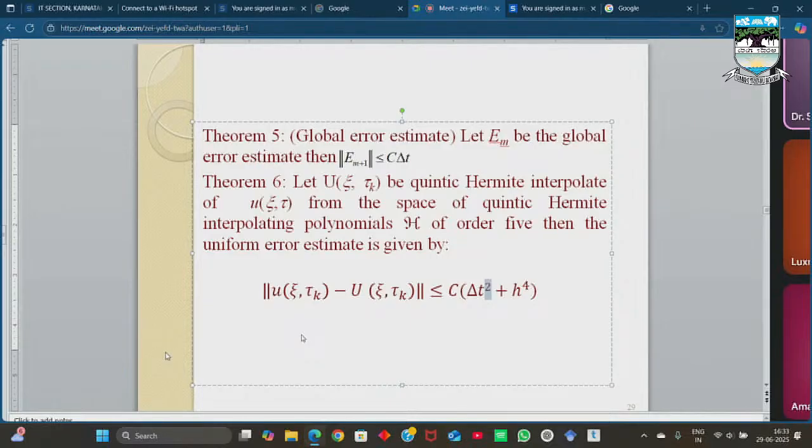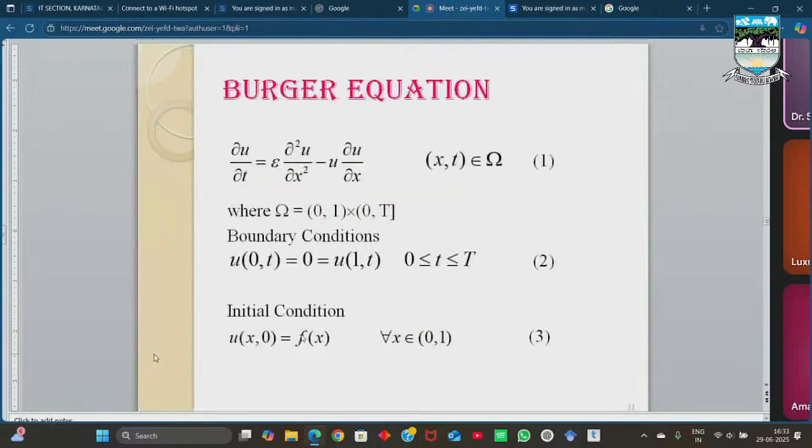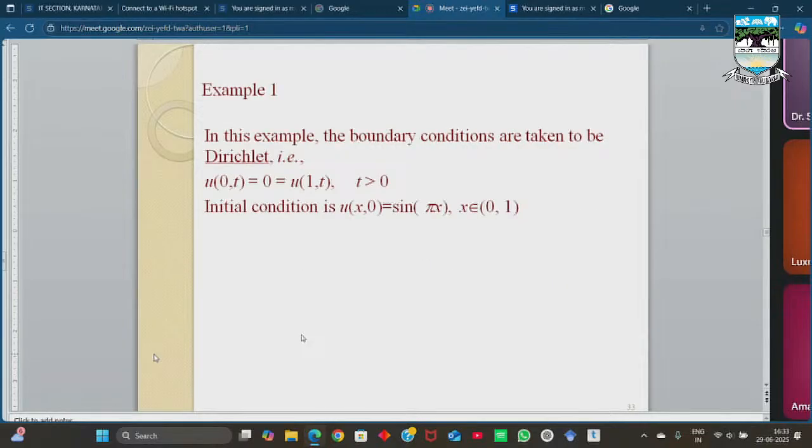Then we have the application part: application to the numerical problems. First we applied it on the Burgers equation for delta equal to 1 with no source term, or zero source term. The boundary conditions are taken to be Dirichlet, and the initial condition is taken to be sin pi x. The solution is given by Hopf and Cole.